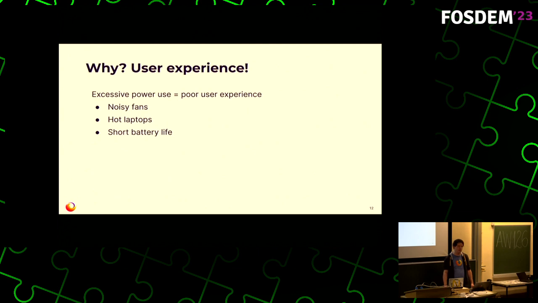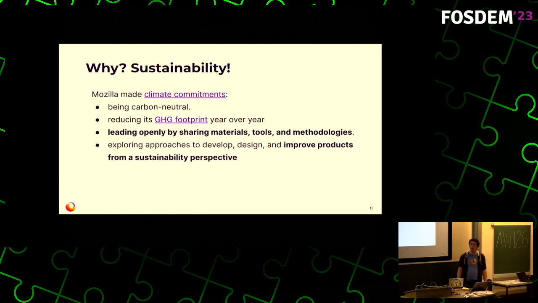The first one is still performance, because resource use is still a performance topic. Users care about power use, actually, because the phone is noisy, the laptop is too hot to type on, or the battery life is too short. So all very good reasons, but at the individual level. And we also care at a more global level for sustainability. Mozilla made climate commitments.